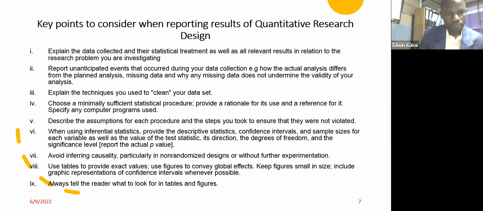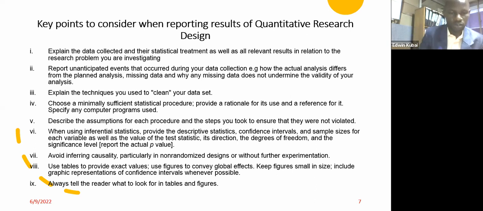Then when using inferential statistics, provide descriptive statistics, confidence intervals, and sample sizes for each variable, as well as the value of the test statistic, its direction, the degrees of freedom, and the significance level. Report the actual value of P, which is also very, very important. This has been highlighted by the previous speaker when he was showing you examples from SPSS, how you can write your results following a given format, like the APA format.